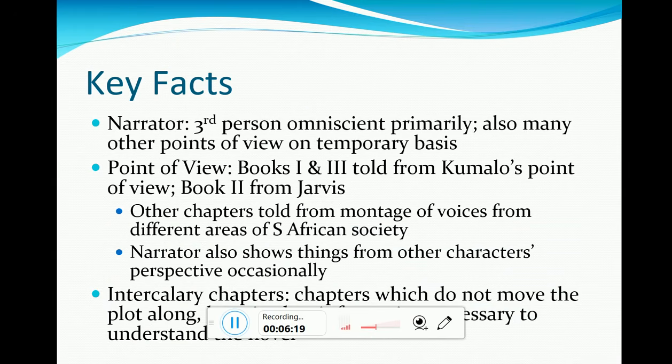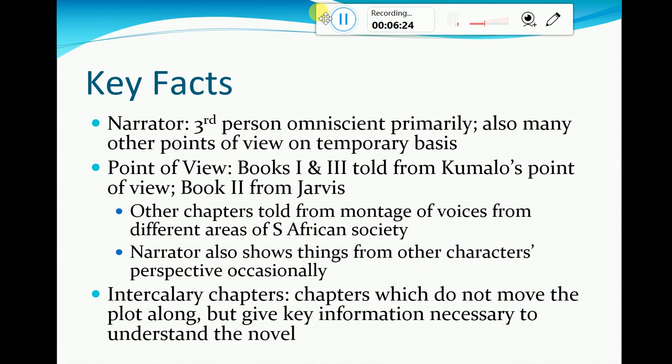Now, let us look into the key factors and the manner in which this novel is structured. The narration is from the third voice. When a novel is narrated from a third voice point of view, it simply means that the narrator is not part of the characters or part of the story, but is somehow observing the events and narrating the events on behalf of the characters themselves. So the narrator is third person, omniscient primarily, also with many other points of view on a temporary basis.